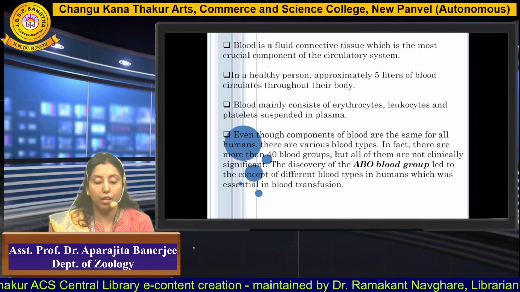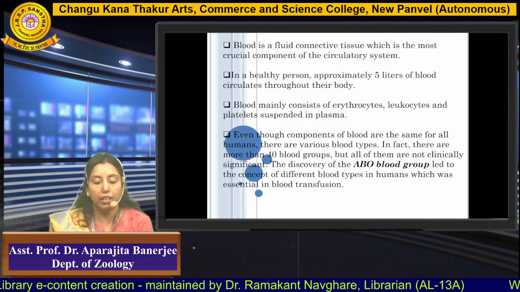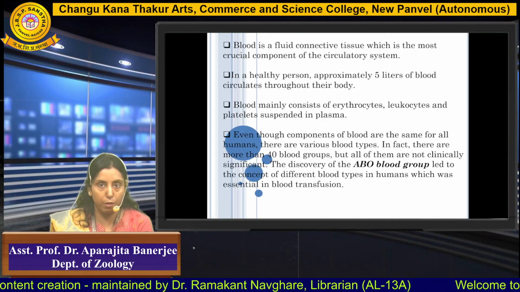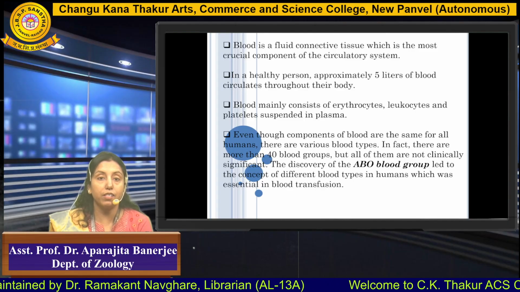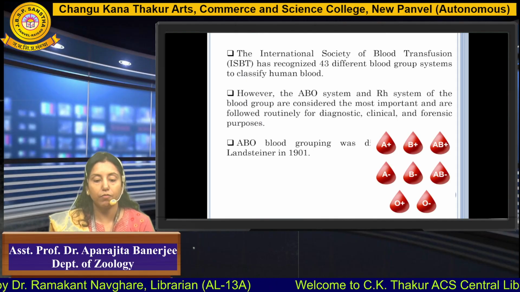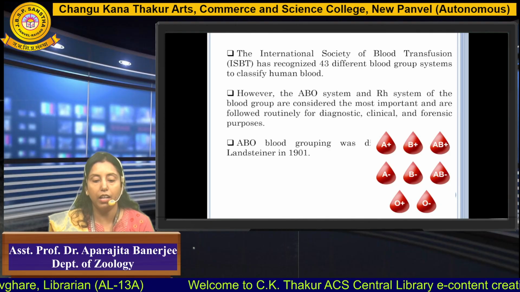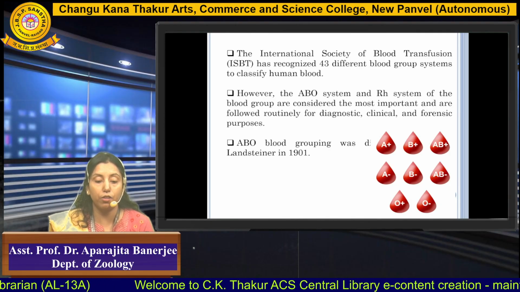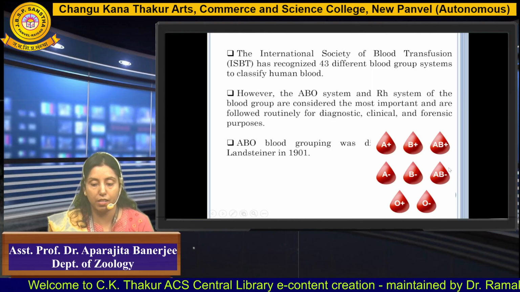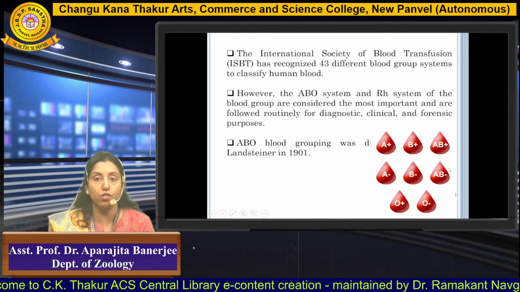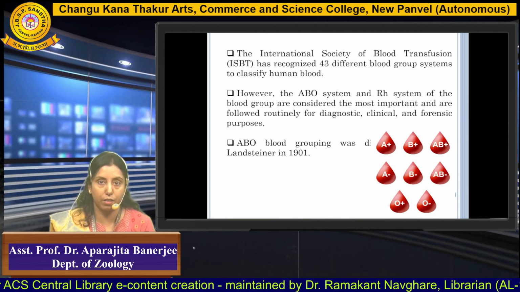In fact, there are more than 40 blood groups, but all of them are not clinically significant. The discovery of the ABO blood group, which we will be discussing now, led to the concept of different blood types in humans, which was essential in blood transfusion. The International Society of Blood Transfusion, in short called ISBT, has recognized about 43 blood group systems to classify human blood. However, the ABO system and Rh system of the blood group are considered the most important and are followed routinely for diagnostic, clinical and forensic purposes.